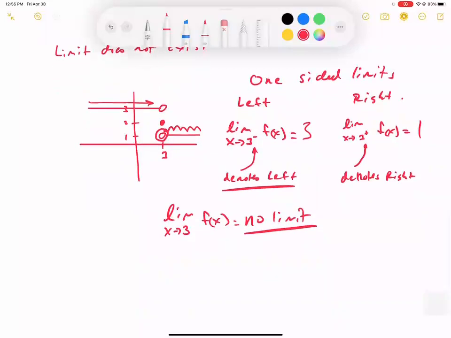The limit does not exist, and it's because both the left and right side do not agree. Why do they have to agree? Because the idea of a limit is what should it look like? So what does it look like at 3? Well, the left side says 3, the right side says 1. They're not in agreement. You can't tell me what it looks like.